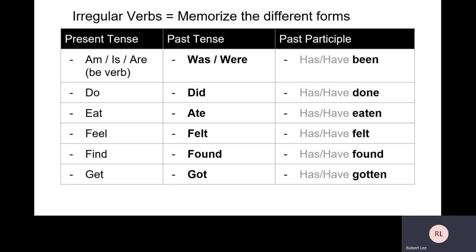So starting off, we have our be verb. This verb is really challenging because the form is constantly changing, right? Even in the present tense, there are three versions of it, depending on the subject. And then in the past tense, there are two versions of it.